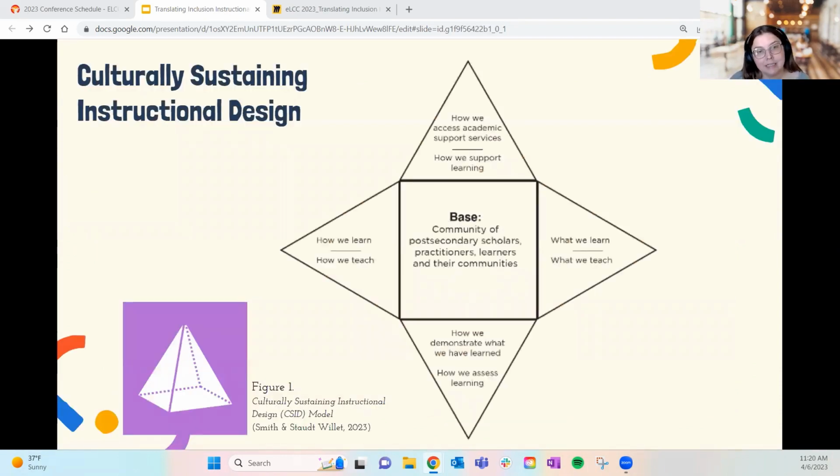Okay, so here is the CSID model, which combines the culturally sustaining pedagogy model with the integrated multicultural instructional design model.